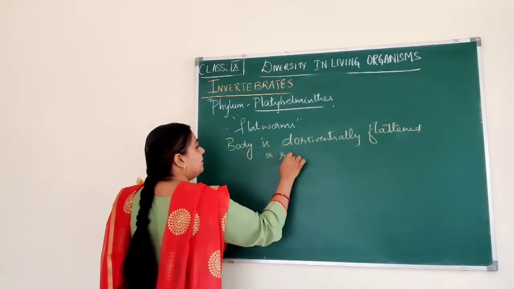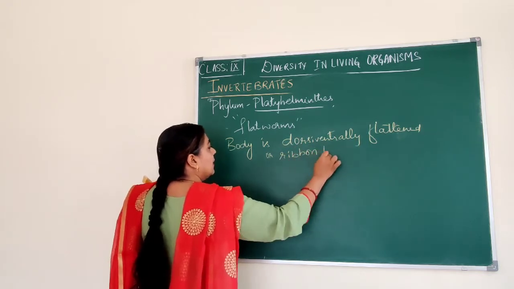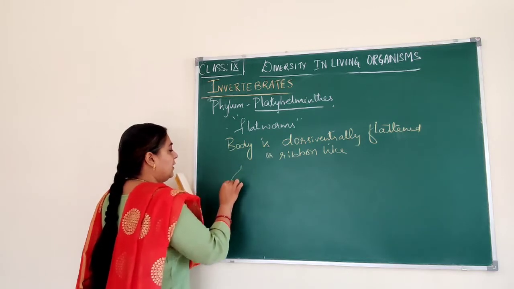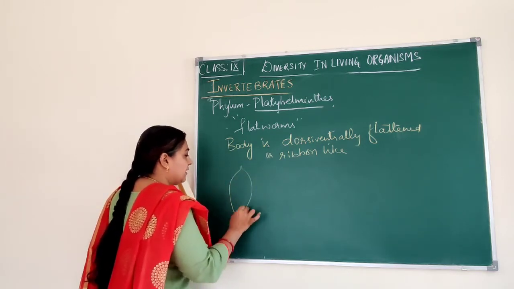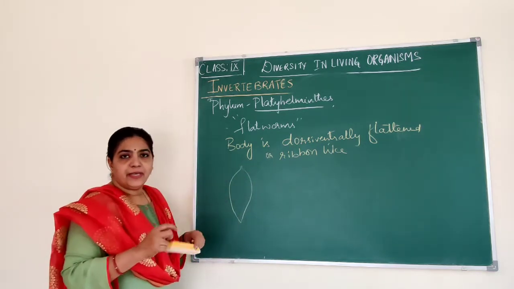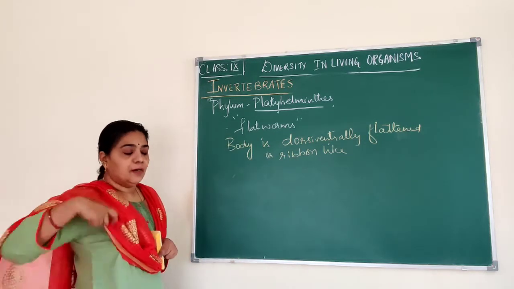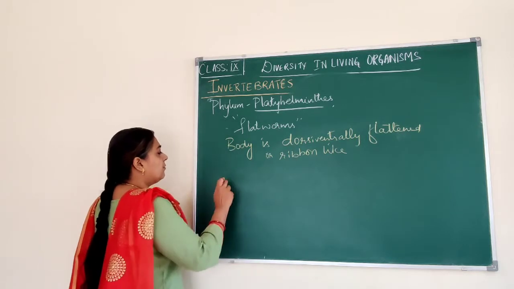Or you can say ribbon-like, leaf-like. If you have seen a leaf, you know that it is flattened. In the same way, the body is dorsi-ventrally flattened, hence the name flatworms.